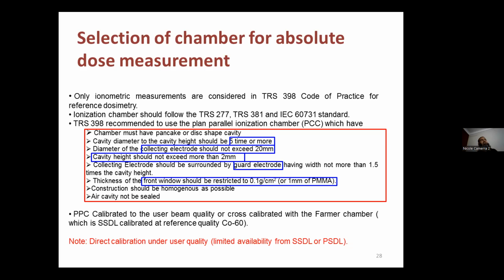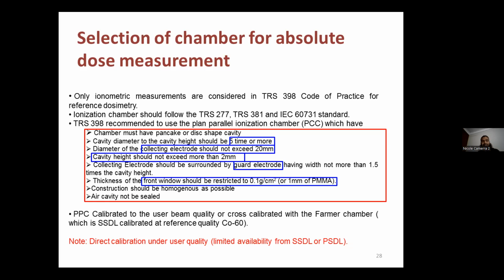Okay, so there are two ways to do reference dosimetry for electrons. One is called the direct chamber. If the chamber is directly calibrated in cobalt 60, if you send your plane-parallel chamber or the Farmer chamber and you get the calibration certificate with the calibration factors for your chamber for cobalt 60, you can use it directly for your reference dosimetry for electrons.